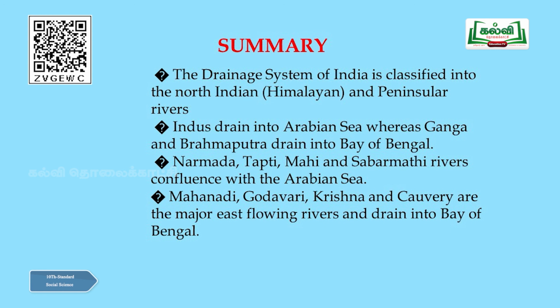The drainage system of India is classified into Himalayan and peninsular rivers. Most of the Himalayan rivers drain into the Bay of Bengal, for example Ganga and Brahmaputra, whereas Indus alone drains into the Arabian Sea. South Indian rivers like Mahanadi, Godavari, Krishna, Kaveri all drain into the Bay of Bengal, whereas the west flowing rivers Narmada and Tapti drain into the Arabian Sea.